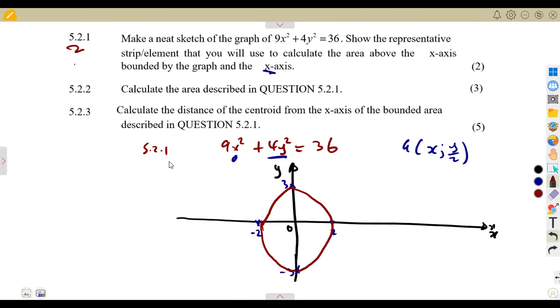But they specifically mentioned the part that we are going to consider: it must be above the x-axis, on top of the x. So we are considering the region between the curve and the x-axis, bounded by the graph and the x-axis, but above. If it was below, you're going to take this one. This is the below part, below the x-axis. This is our x-axis.